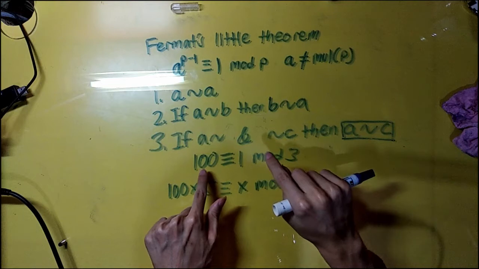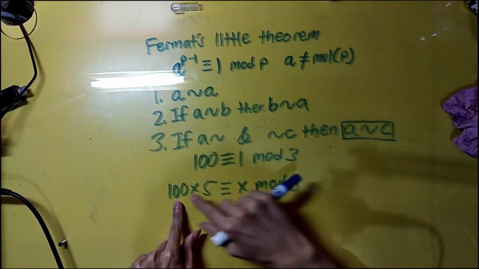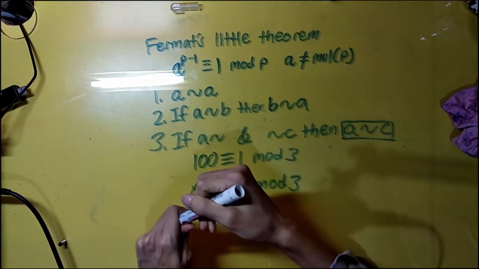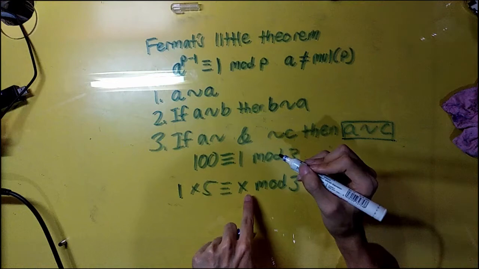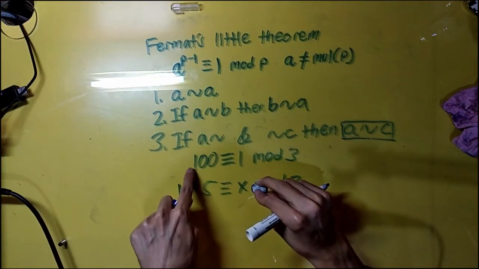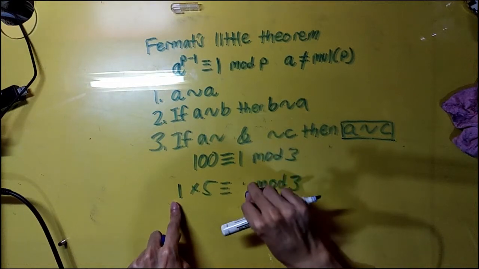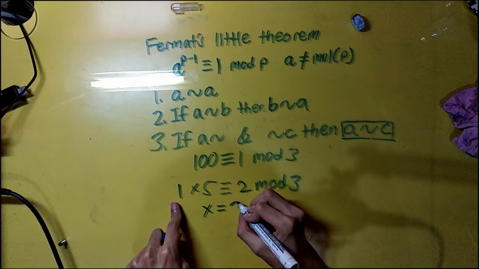So that means that 100 is congruent to 1. We can substitute 1 in for 100. That's going to put it right here. 1 times 5 congruent to something mod 3. Well, we can easily figure this out because 100 just became a really small number. The answer is 2. X is equal to 2.